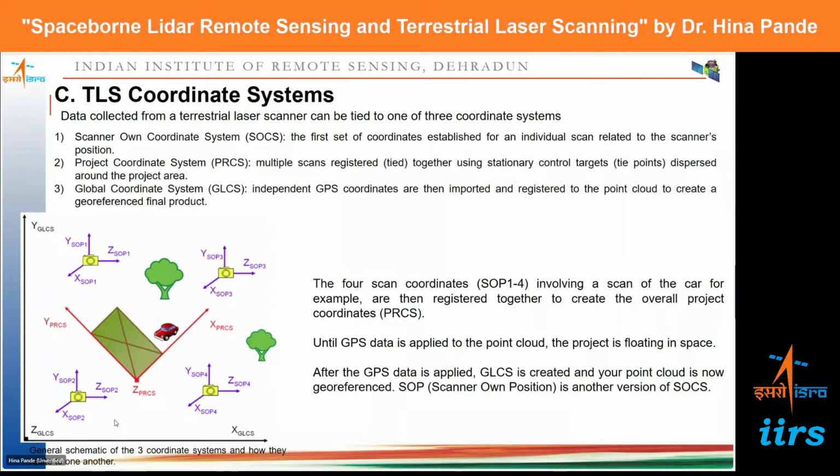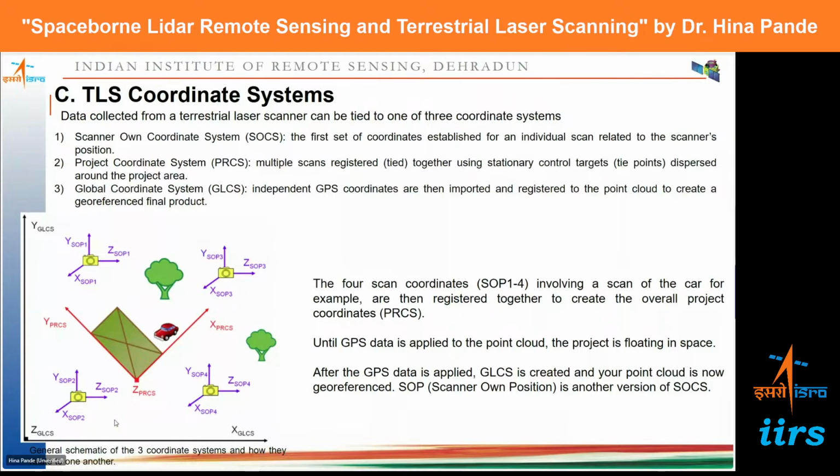Then the project coordinate system, when we have multiple scans registered together using stationary control or tie points, which are dispersed around the project area. And the third type is the global coordinate system. So independent GPS coordinates are then imported and registered into the point cloud to create a georeferenced final product.